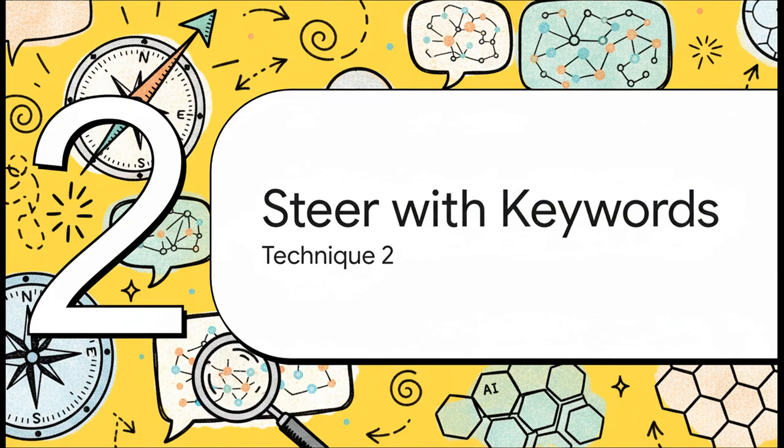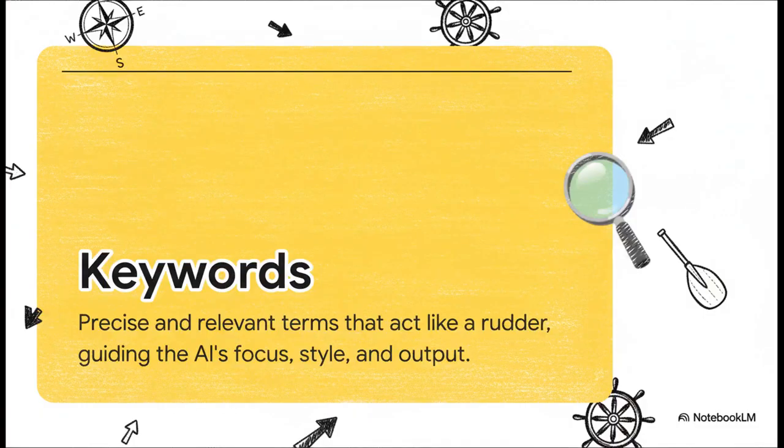Okay, so you've laid the groundwork with context. Now, we need to get more precise. Let's talk about technique number 2. Steer with keywords. Keywords are your best friend for guiding the AI. Think of them as laser pointers. They're the specific, high-impact words you use to tell the AI, hey, pay attention to this concept or this style.